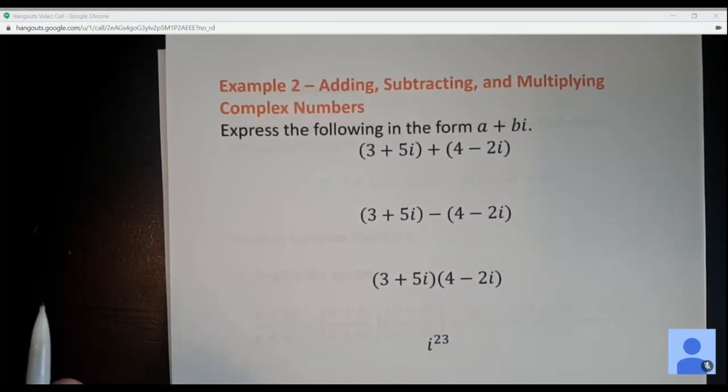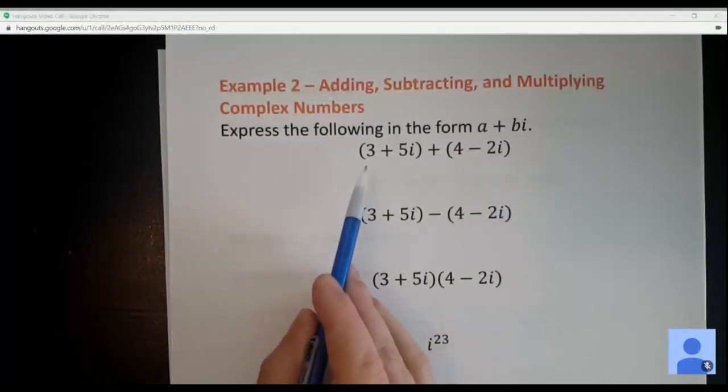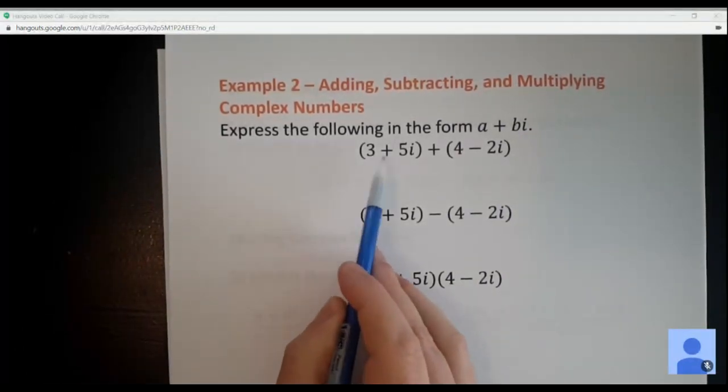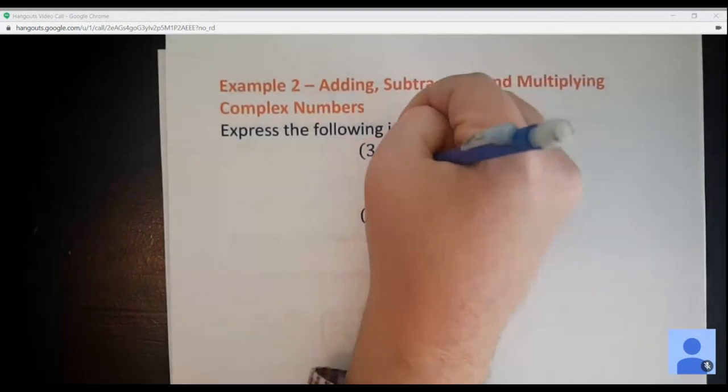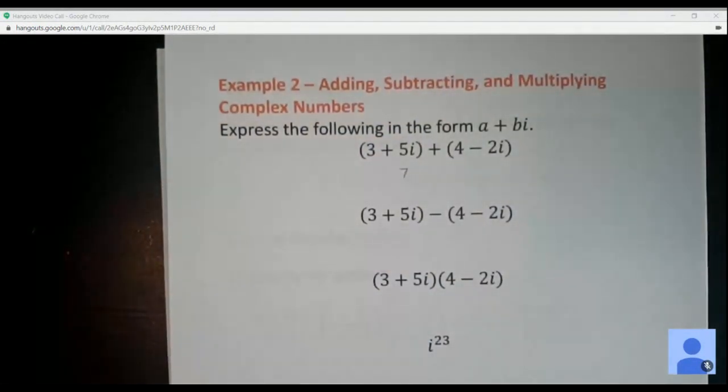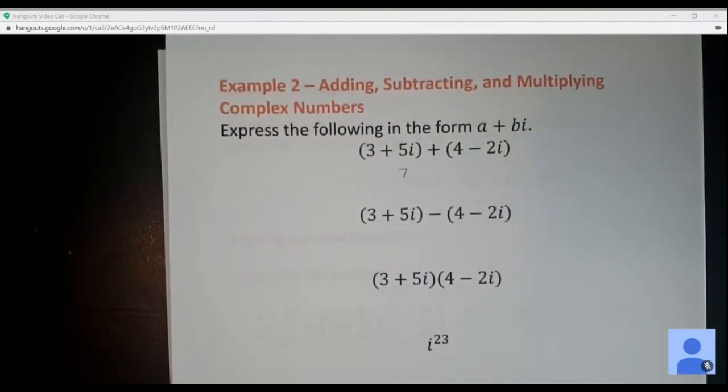All right, so now looking at that first one here, if we add together the real parts, good, right? So Kenneth says we'd add 3 plus 4, that should give us 7. So it's just like we're combining like terms. And now if we combine the imaginary parts, what should that give us?